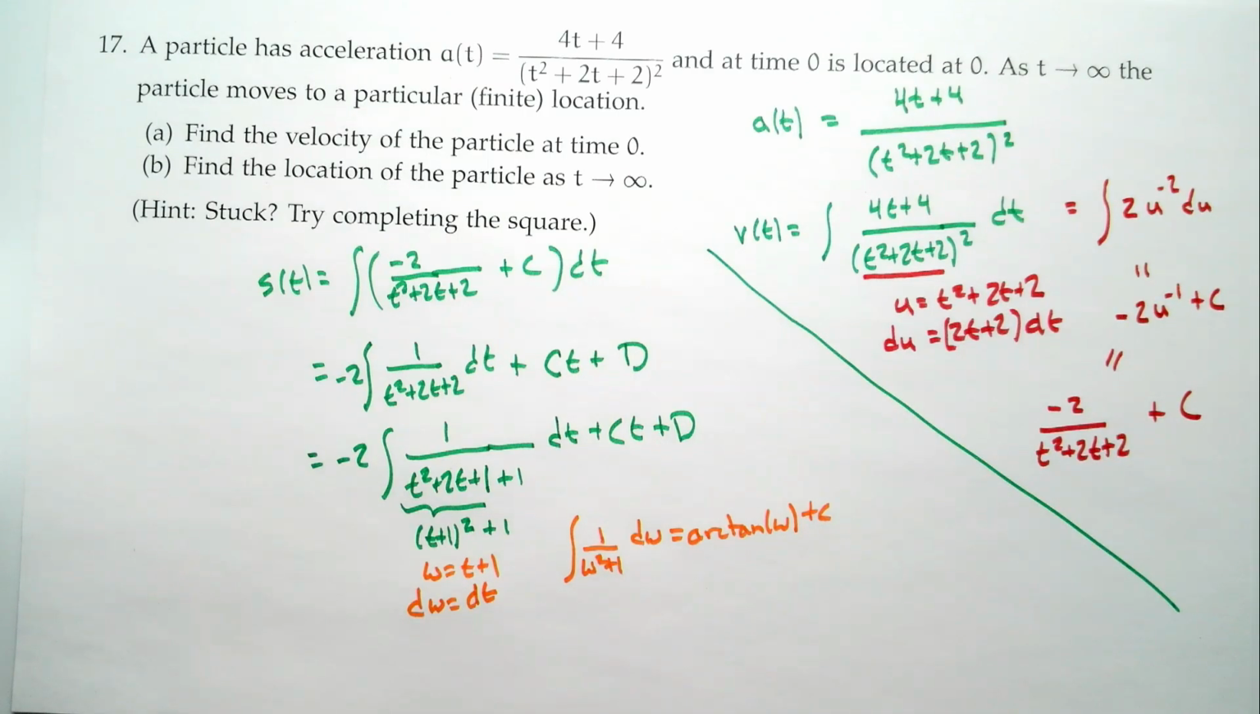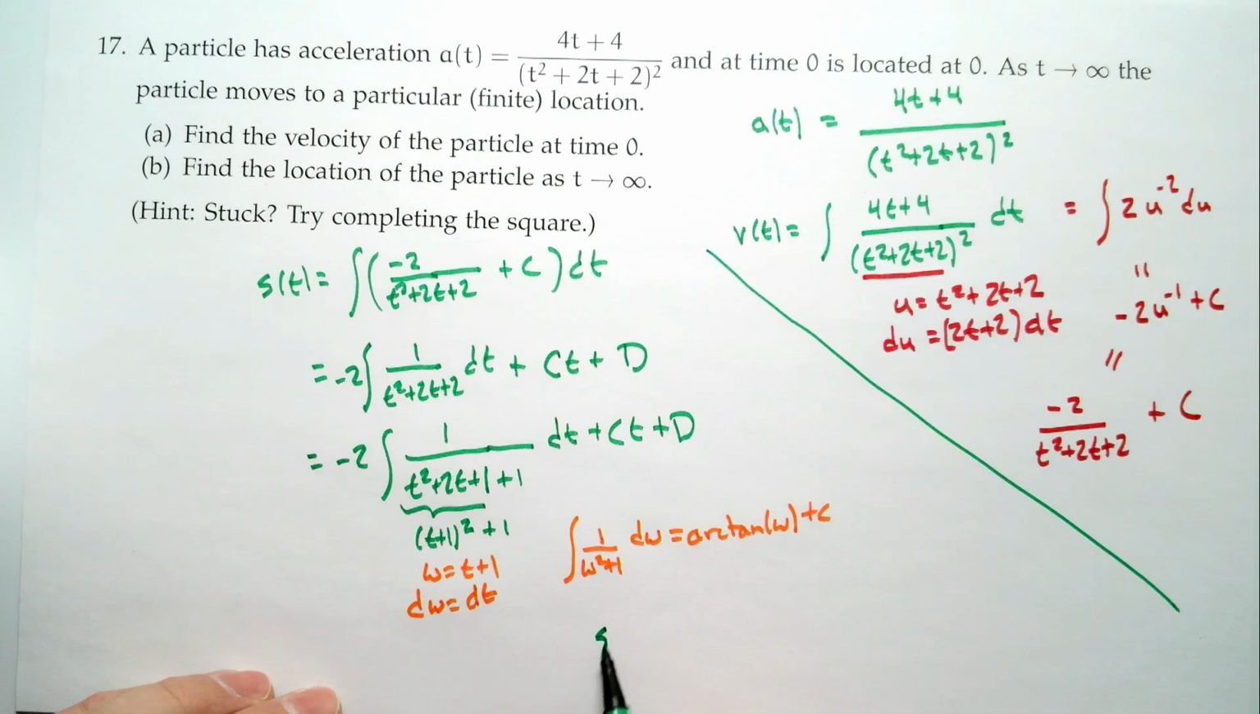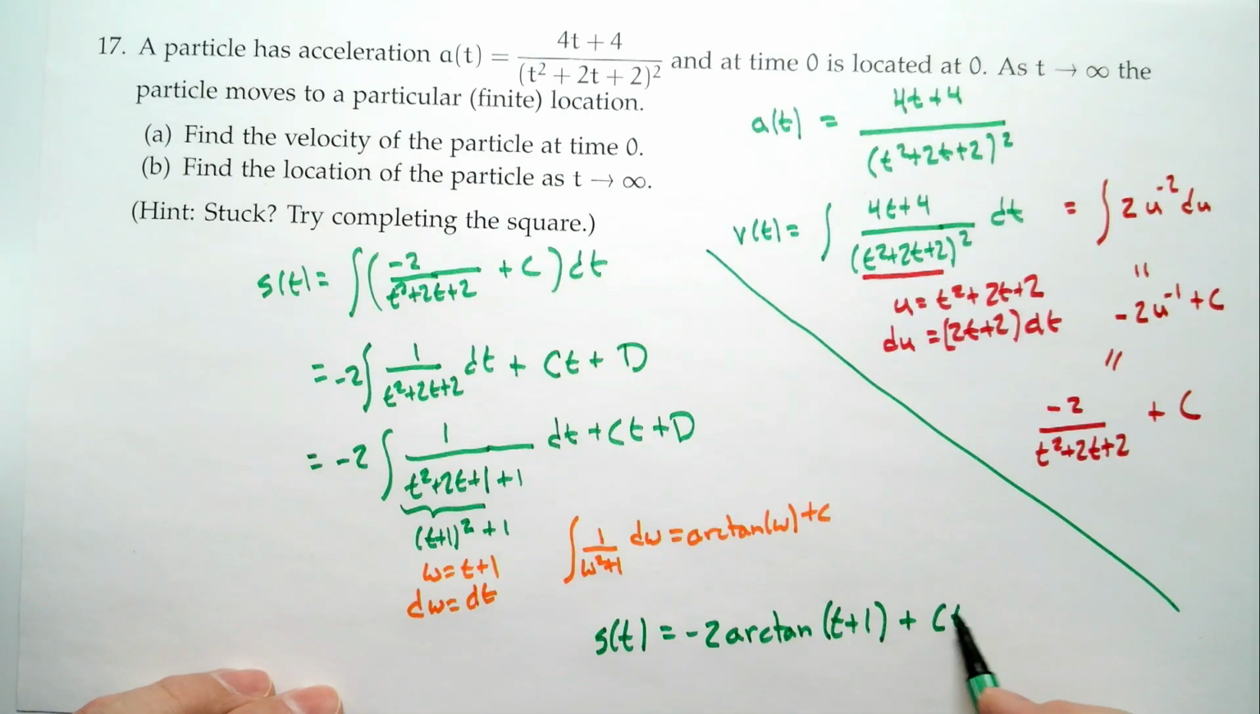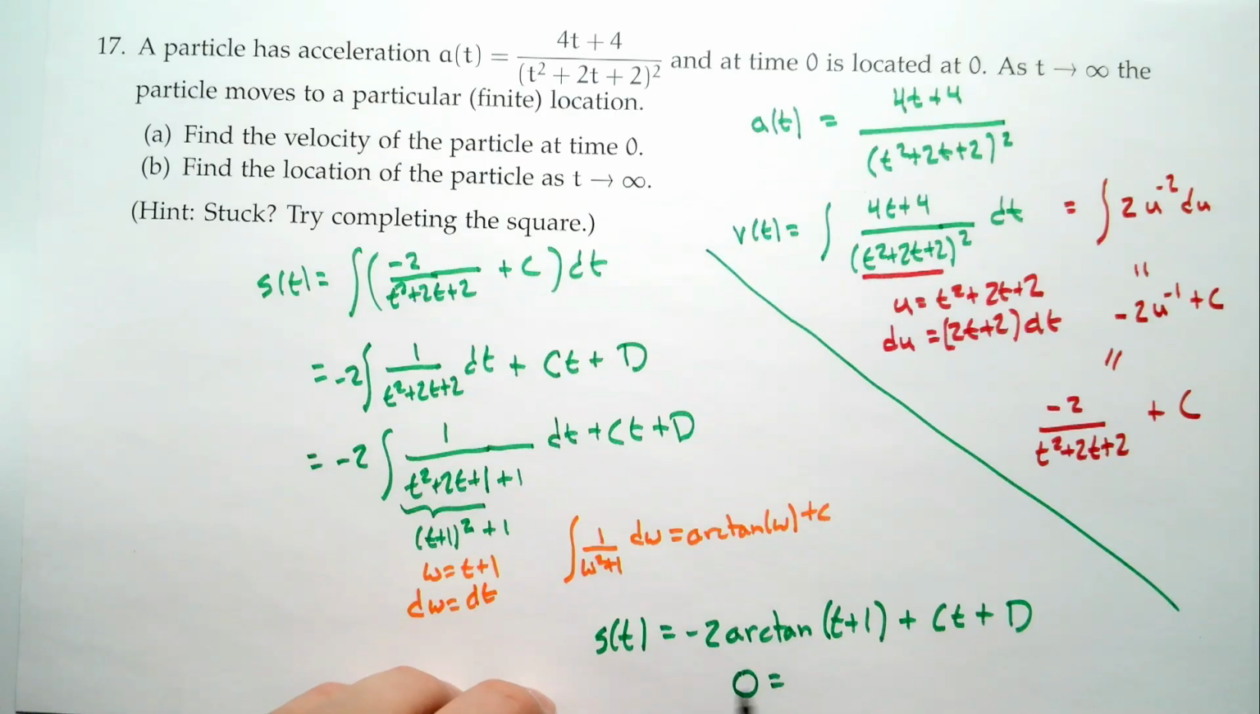So we now have the following. Our s of t is equal to negative 2 arctangent of t plus 1 plus c times t plus d. We are given two pieces of information about position, so let's use those. At time 0, we're at position 0. So we plug 0 into this expression. So we get that 0 is equal to negative 2 arctangent of 1 plus c times 0 plus d. Well, that lets us solve for d.